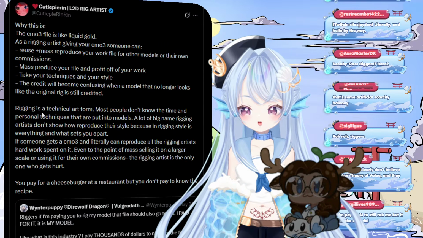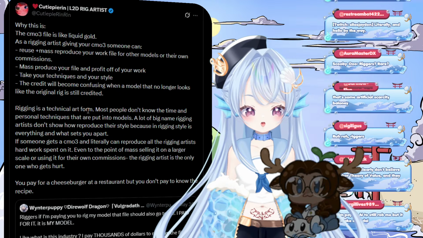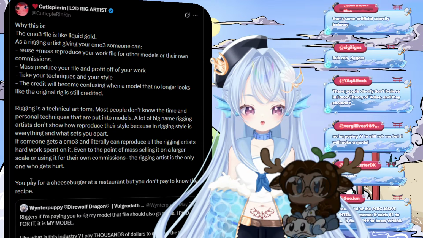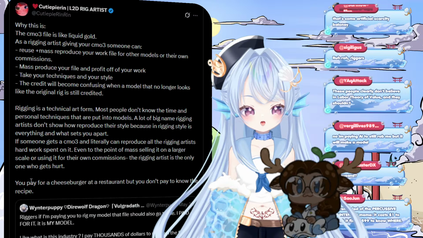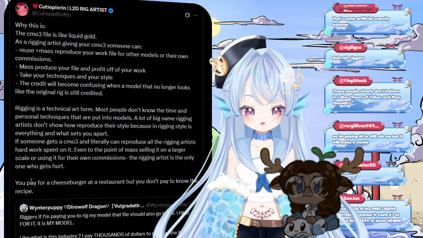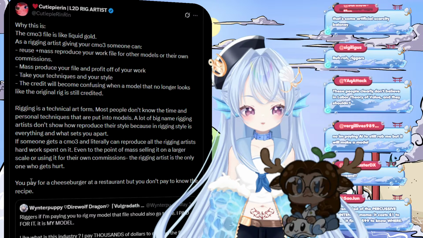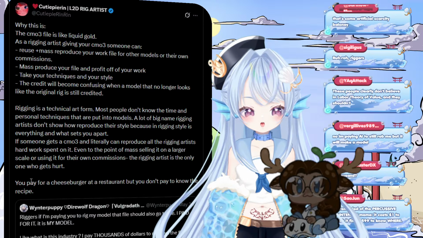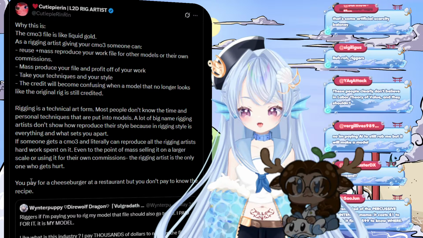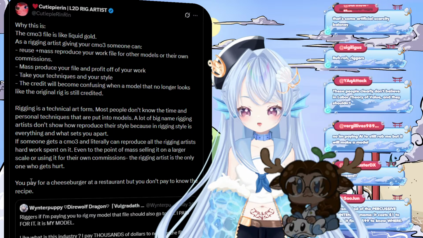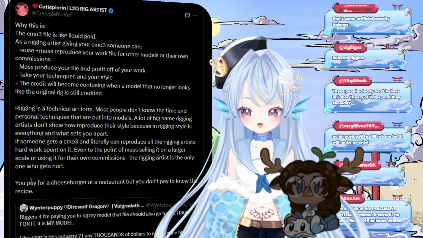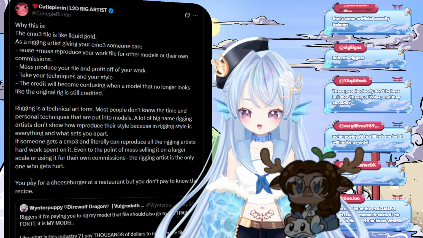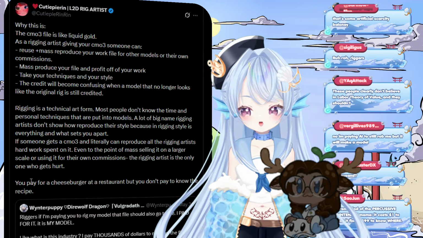They do agree with me though when they say rigging is a technical art form, which is what I said. Most people don't know the time and personal techniques that are put into models. A lot of big-name rigging artists don't show how to reproduce their style, because in rigging, style is everything, and that's what sets you apart. Someone gets a CMO3 and can literally reproduce all the rigging artist's hard work, even to the point of mass selling it on a large scale or using it for their own commissions. The rigging artist is the only one who gets hurt.